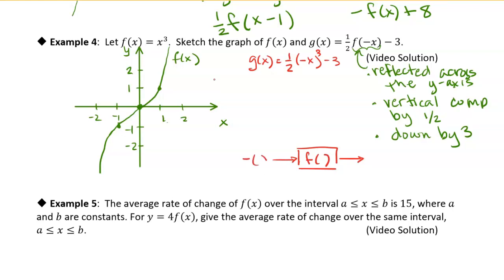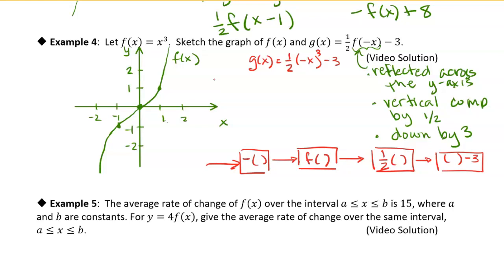Let's see, negative of whatever, right? Negative x goes into it, so we put x in. And then on the other side, when we get the output, we're going to take half of it, right? And then we're going to subtract 3. We're going to take the output of it and subtract 3. Okay. All right. So that's one way we can represent this function.